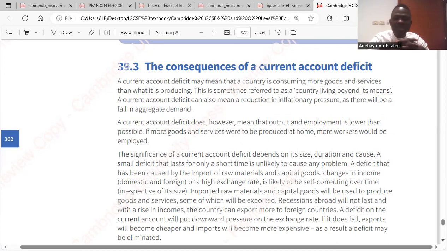The significance of a current account deficit depends on its size, duration, and the cost. So how big is the current account deficit? How long is it going to last? And what is the cost? What is the reason for this current account deficit? All these things will determine the consequences of the current account deficit. Do you understand what they're saying there? So how important the current account deficit is will be based on its size, its cost, and the time at which it's expected to stop. If it is a short time, we could work around it.